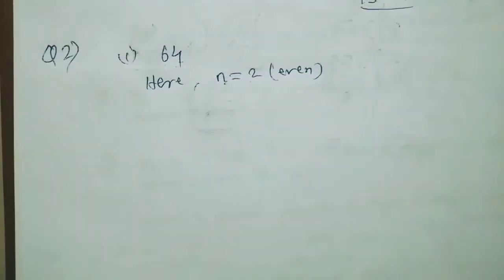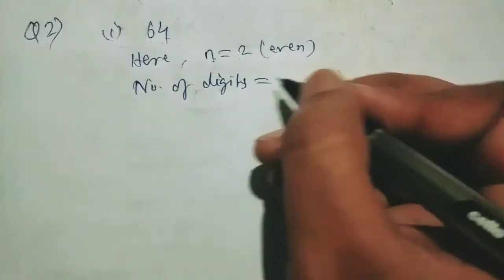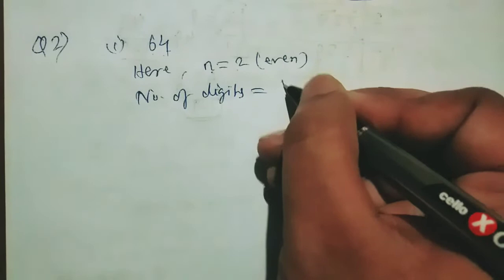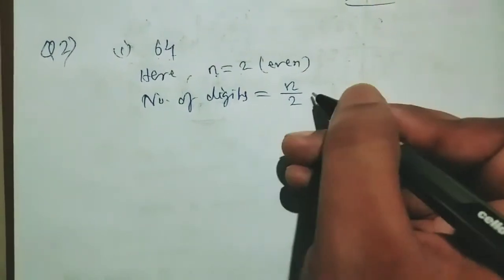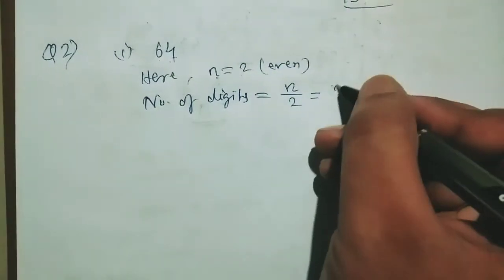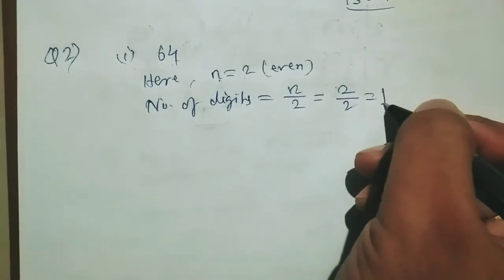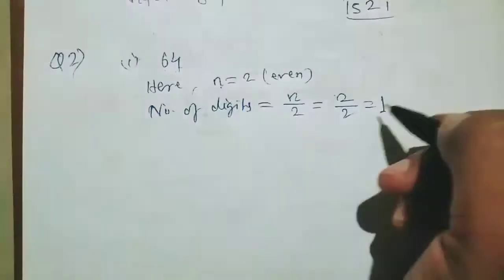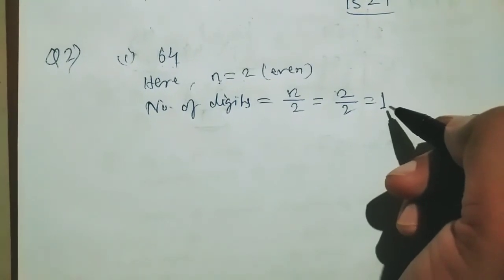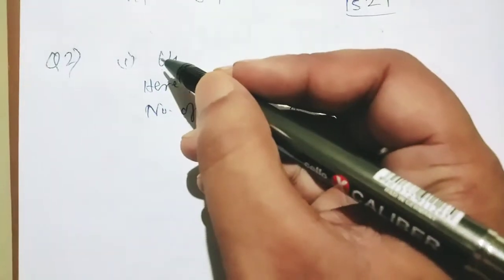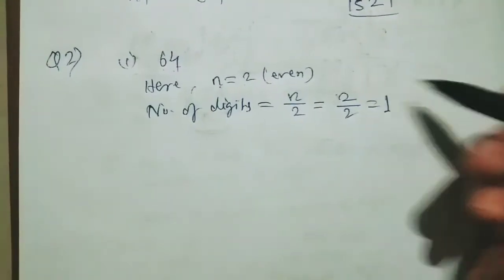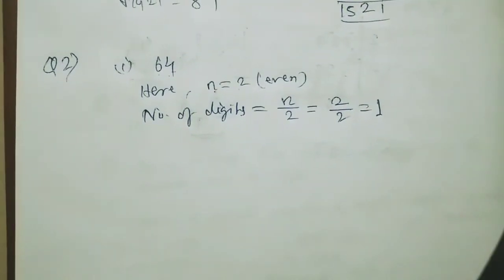So the number of digits will be what? The formula is, when it is even, it is n by 2. Okay. So n by 2 is what? N is 2 and 2 by 2, it is 1. That means the number of digits is 1. When you find the square root of 64, the number of digits will be 1. Yes, obviously, because square root of 64 is 8. So 8 is 1 digit. Okay, understood? This is one process.